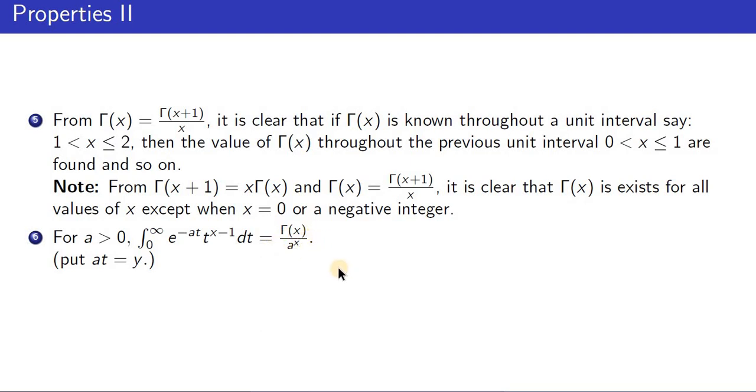We will also show that gamma of half is equal to root pi, and we will define a new function called the beta function, and we will see the relation between this gamma function and beta function.